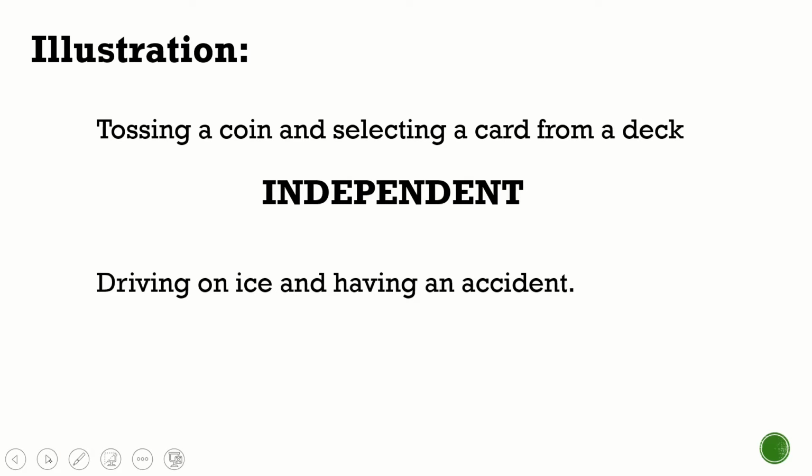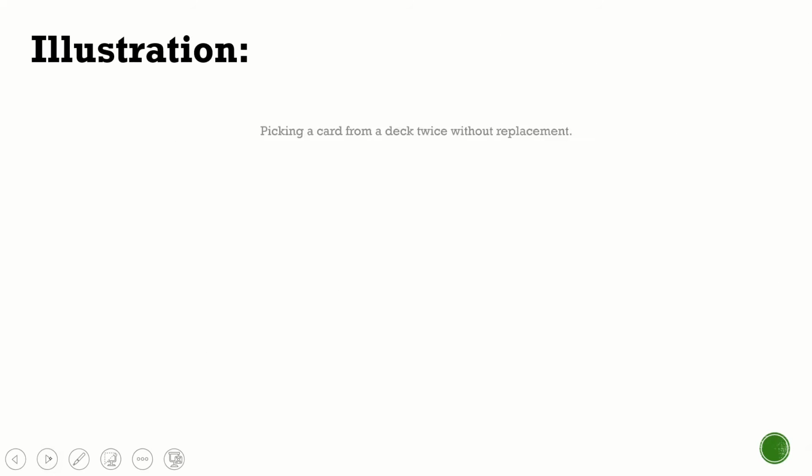Let's go to a real life example: driving on ice and having an accident. Is there a correlation between those two? Is that ice on the roads going to affect your driving? Is there a possibility that there will be an accident? Yep, there is a probability. That's the key word there. There's a probability that you're going to have an accident, so that means it's a dependent event. All right, let's go to the next one.